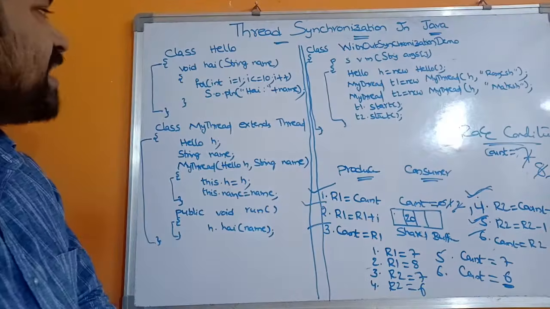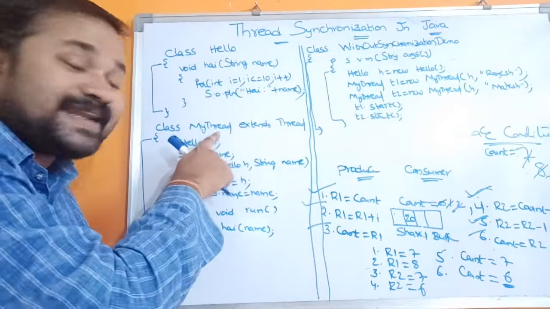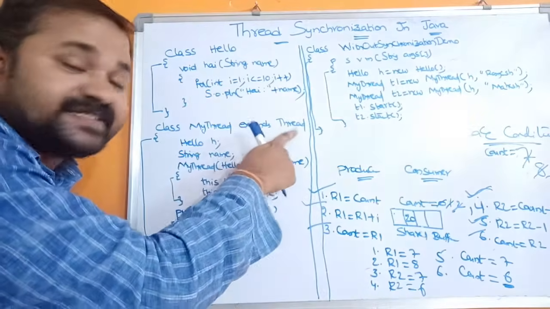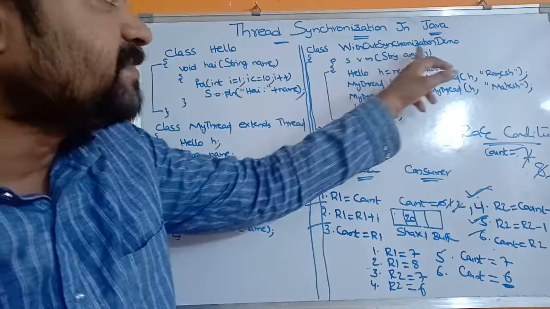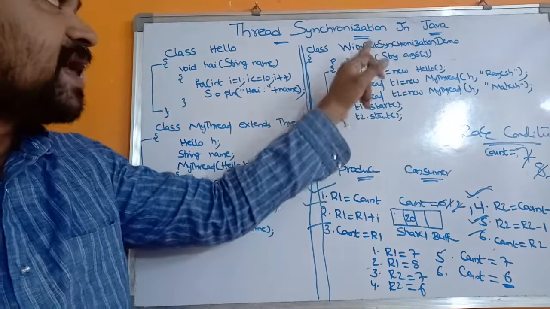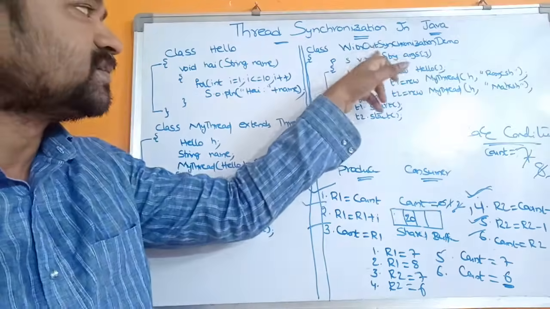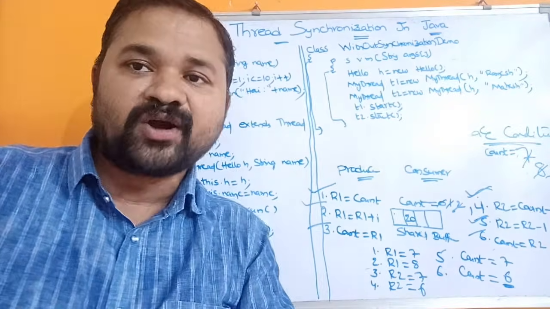After that, we have to make this program a synchronized program. In this program, we have three classes. The first class name is Hello. The second class name is MyThread, which extends the Thread class. This is nothing but the child thread. And the third class name is WithoutSynchronizationDemo. This is our main class, and our main method is present in this class. So the name of the program is WithoutSynchronizationDemo.java.